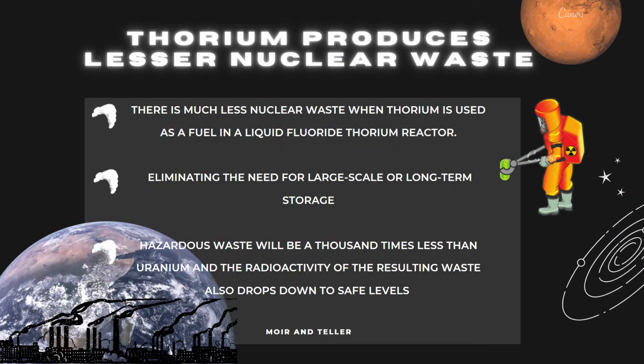After that, the second advantage of the thorium-fueled nuclear reactor is that thorium produces less nuclear waste. From this we can see that there is much less nuclear waste when thorium is used as a fuel in a liquid fluoride thorium reactor. According to Moore and Teller, it eliminates the need for large-scale or long-term storage, as it avoids the need to have a huge storage facility. Hazardous waste will also be 1,000 times less than uranium, and the radioactivity of the resulting waste will also drop to a safe level.